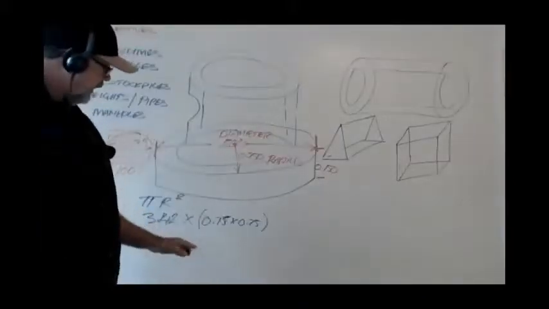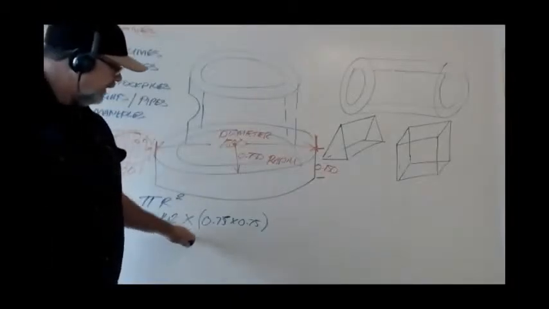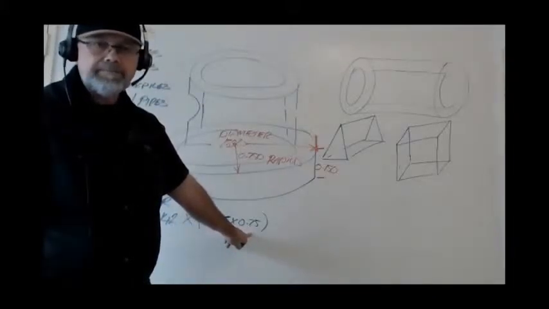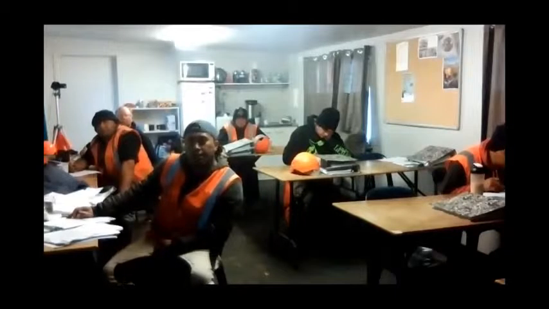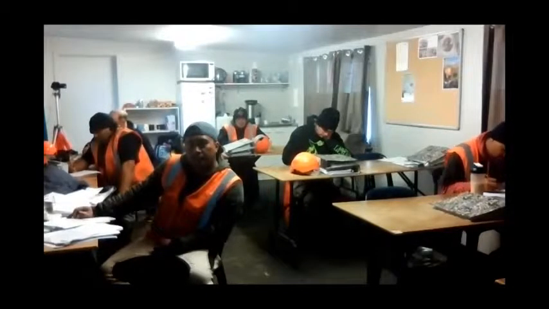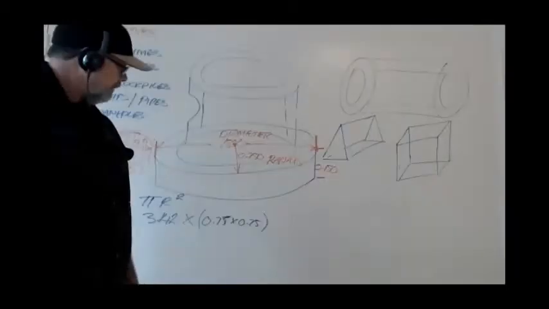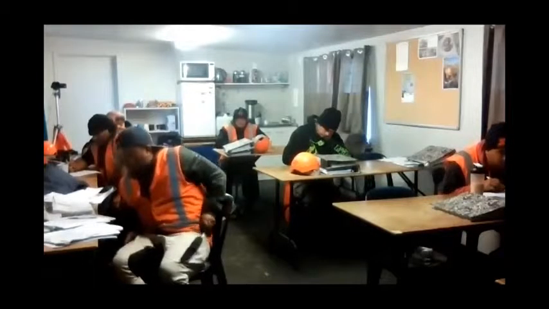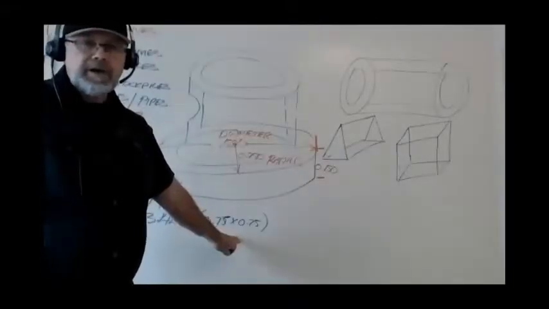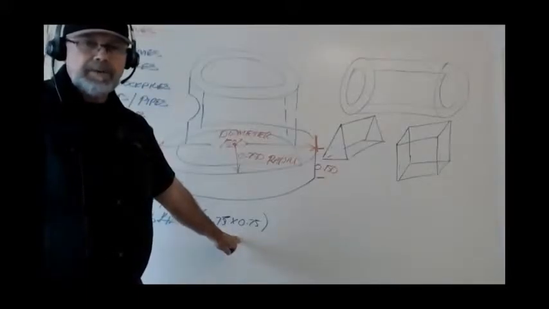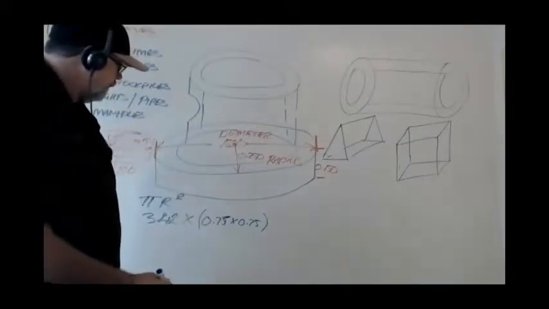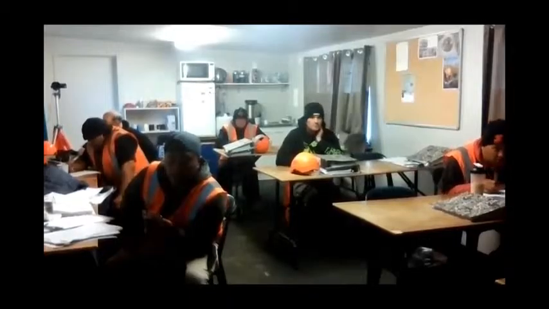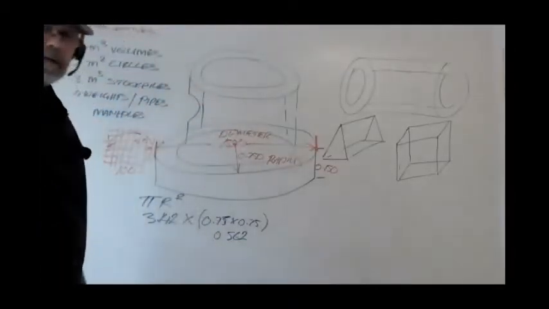So what you can see here is we've got 3.142 multiplied by, in brackets, 0.75 times 0.75. So if you get your calculator out, Cash, and you go 0.75 multiplied by 0.75, just give me that number. 0.5625. We'll just go 0.562, okay?